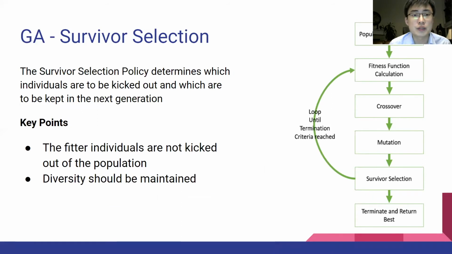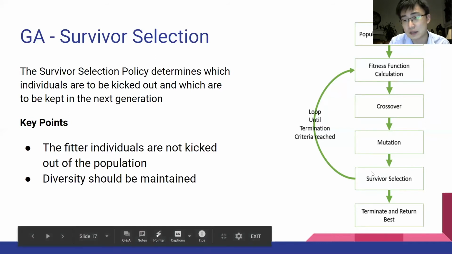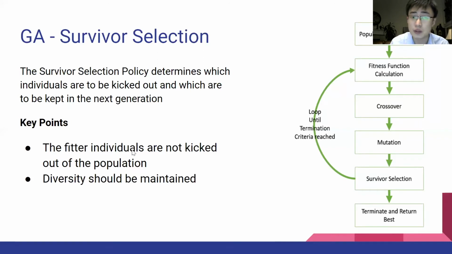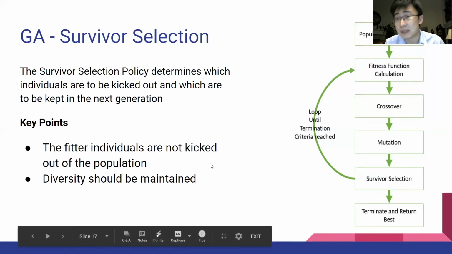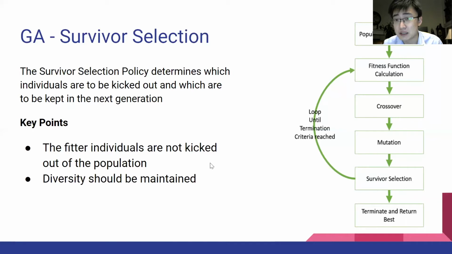The survivor selection. This selection policy determines which individuals are to be kicked out and which are to be kept in the next generation. The key point is that the fittest individual will not be kicked out of the population and will be kept all the time. Diversity should also be maintained, because diversity will impact the final optimal solution. So we have to care about diversity.